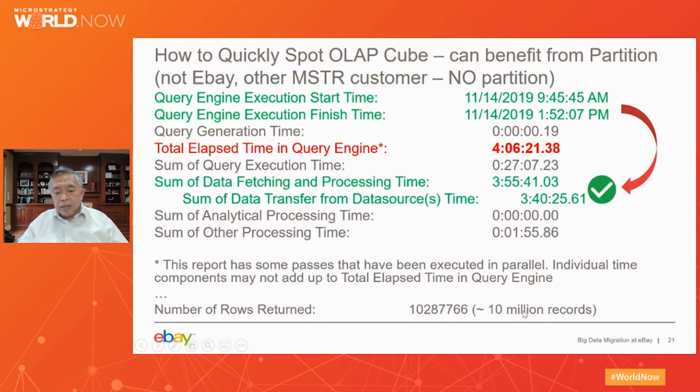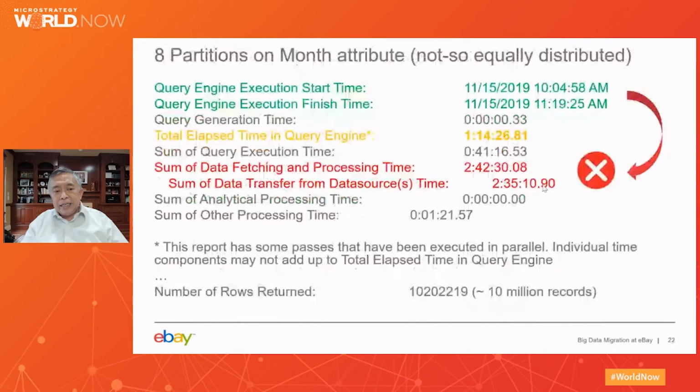It brings around 10 million records, and the bottleneck, as Jeff mentioned, is mostly on the data fetching here, the one that is in the middle. And first, let's take a look at partitioning. We need to choose an attribute, and in this particular case, we choose to partition based on the month. And we choose to partition it into 8 partitions, as Jeff showed.